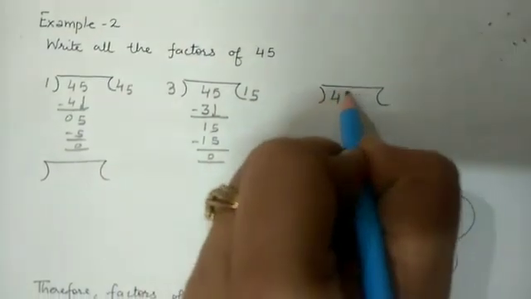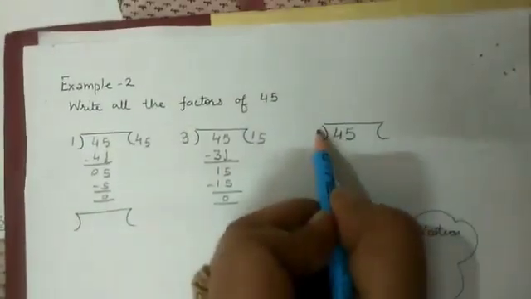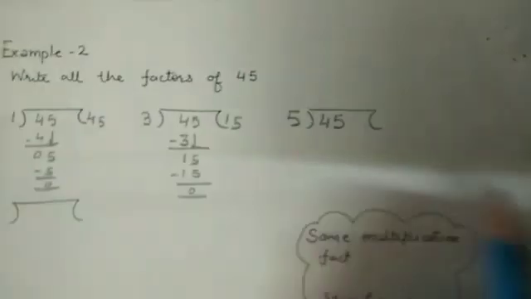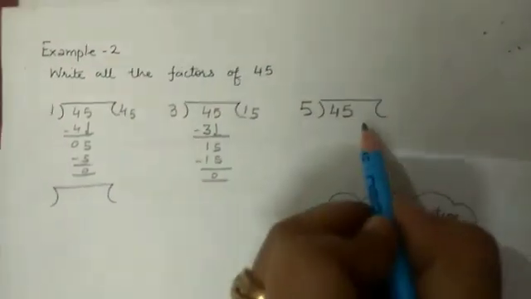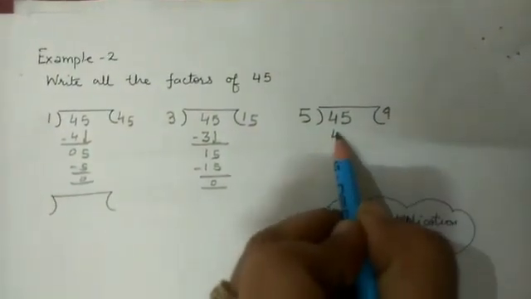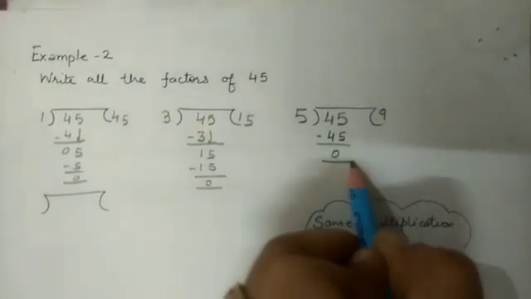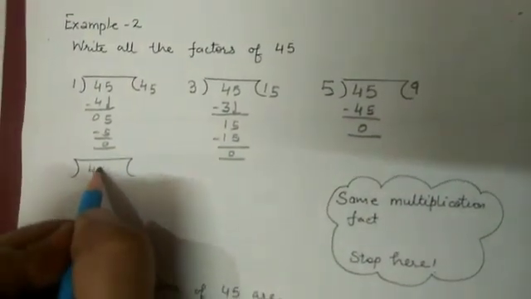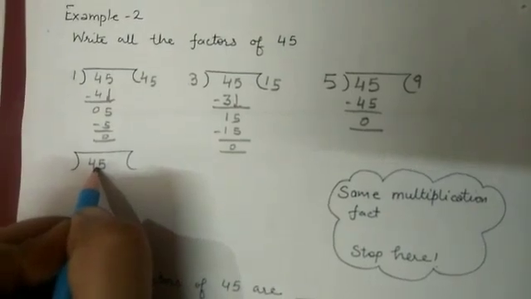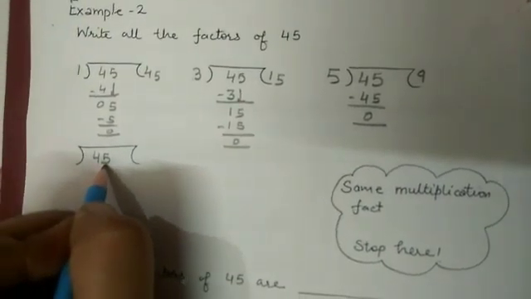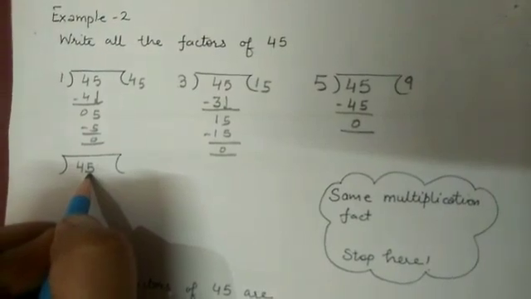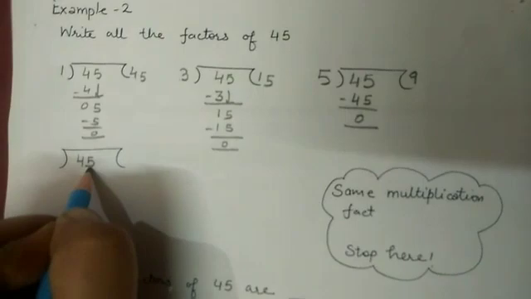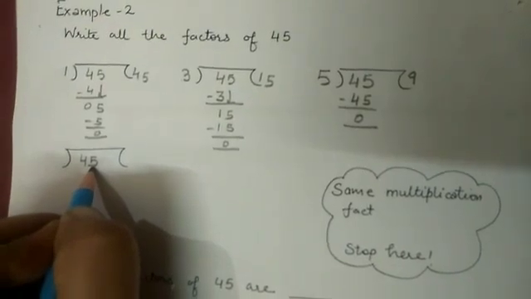Again 45 is an odd number, so it will not be divisible by 4. We will start dividing by 5. 5 nines are 45. 6 sevens are 42. It means 45 is not divisible by 6. 7 sixes are 42. Again not completely divisible by 7. 8 fives are 40. 8 sixes are 48. Again not divisible by 8.